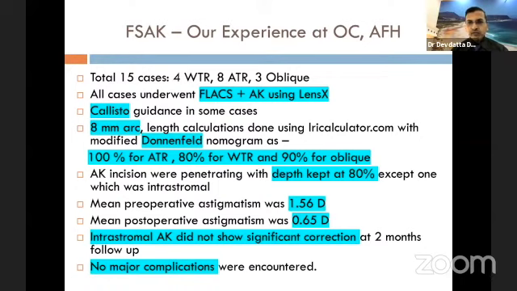We modified the Donnenfeld nomogram as we went for 100% for against the rule, 80% for with the rule, and 90% for oblique astigmatism. Depth was kept at 80%. The mean preoperative astigmatism was 1.56, and we succeeded in reducing that to 0.65 diopter. However, the intrastromal AK did not show significant correction even at 2 months follow-up, but no major complications were encountered.